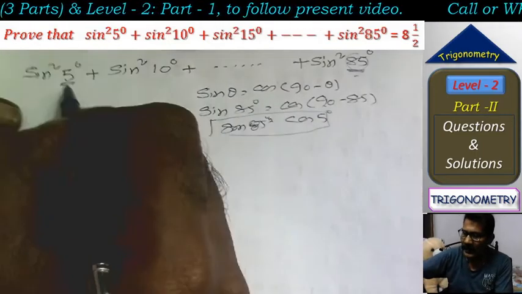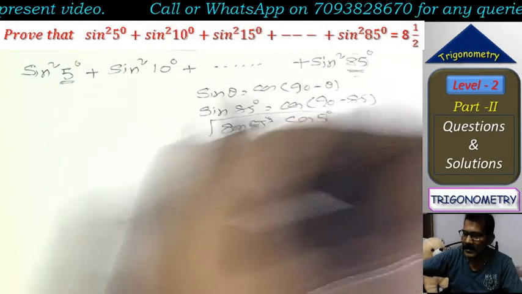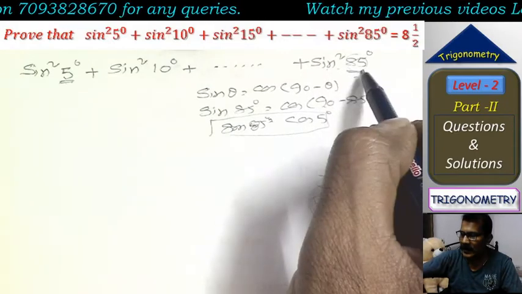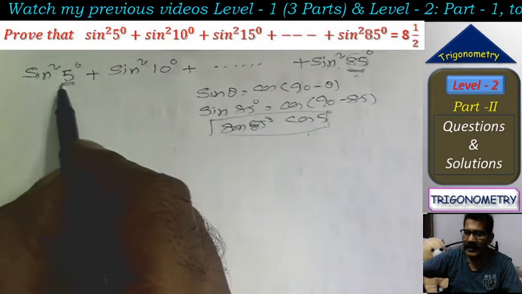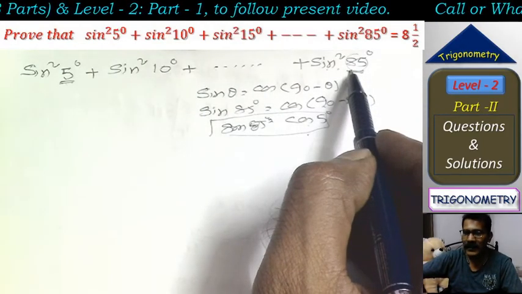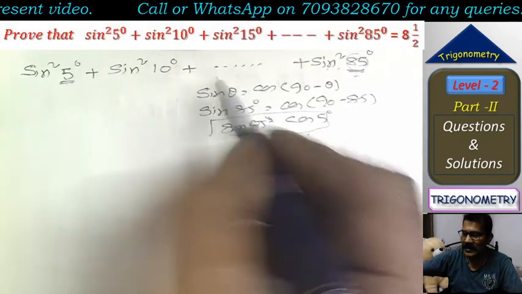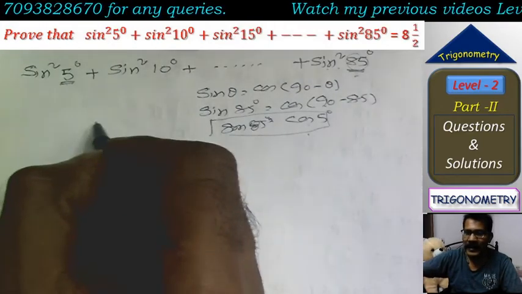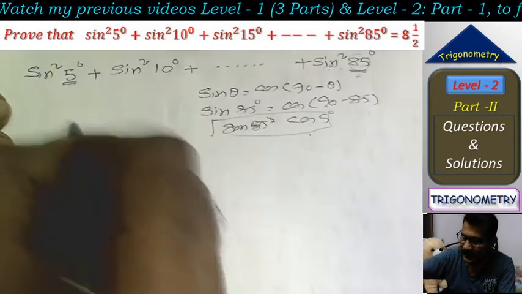So here 5 and 85, this 85 we can write in terms of 5. If you write sine square 85 by using this, it will become cos square 5. Then sine square 5 degrees plus cos square 5 degrees will become 1. So this is the relation we are following here. But let us see how many terms match with this. So from 5 to 85, let me write all the values for our understanding.